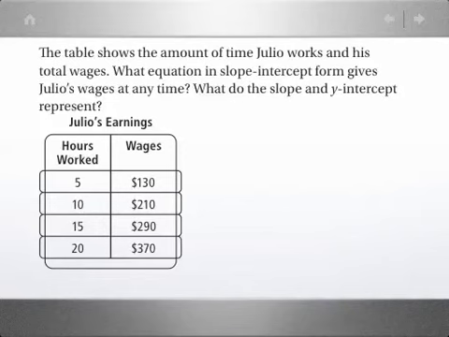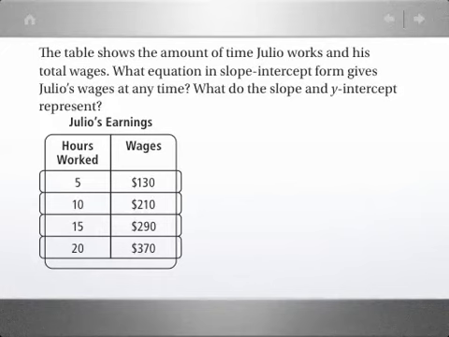I'm given a table of Julio's earnings. The hours worked are on the left-hand column, and his wages are on the right-hand column. Remember, wages is how much money you would make, or how much your paycheck would be. Remember to find the slope when we're given a table, we can find the pattern for the x's and the pattern for the y's, and put the change in y over change in x. The pattern for the x's are the hours worked.